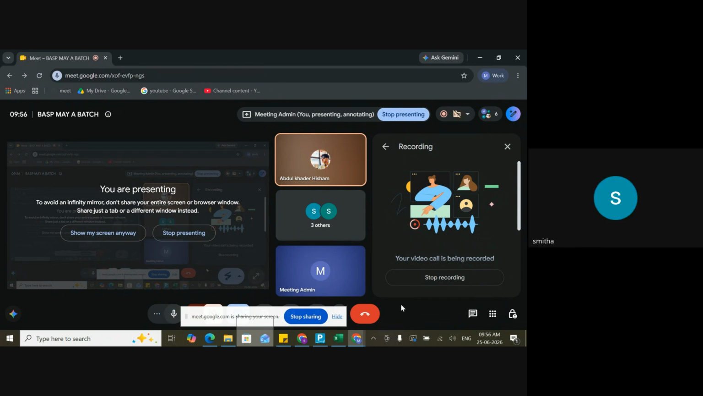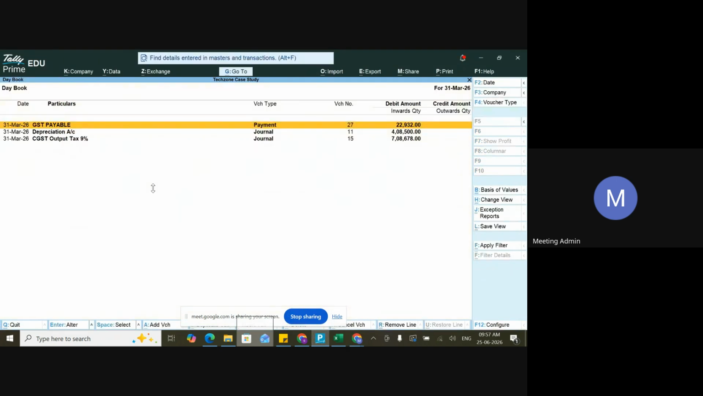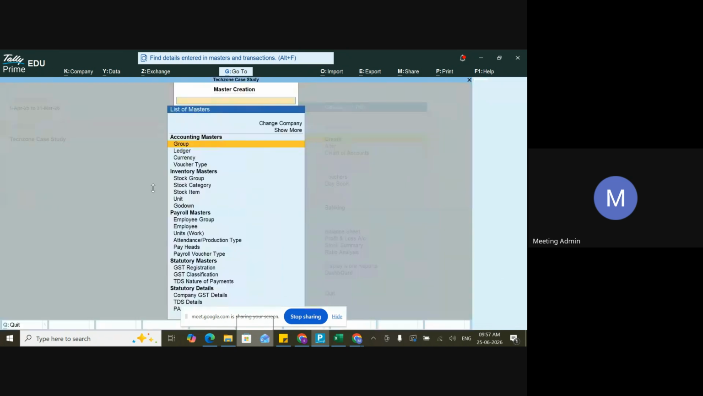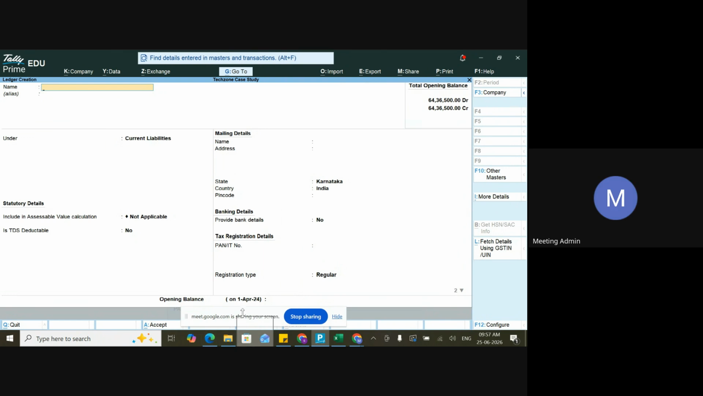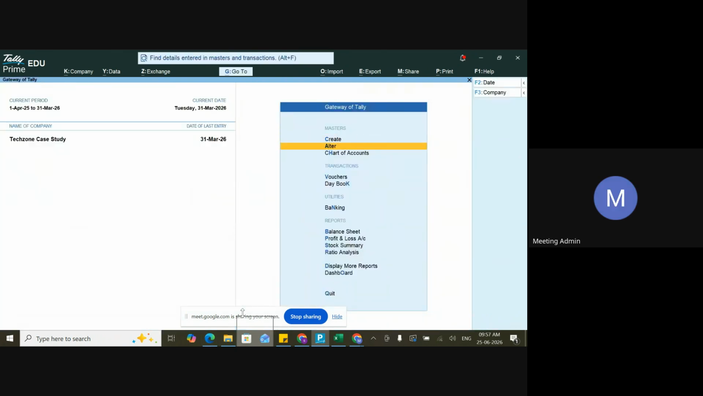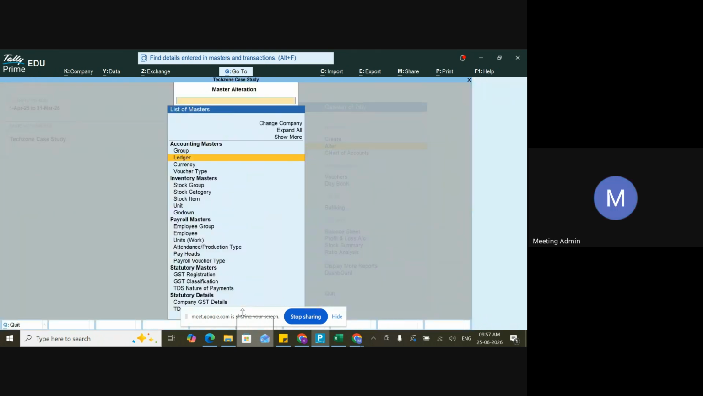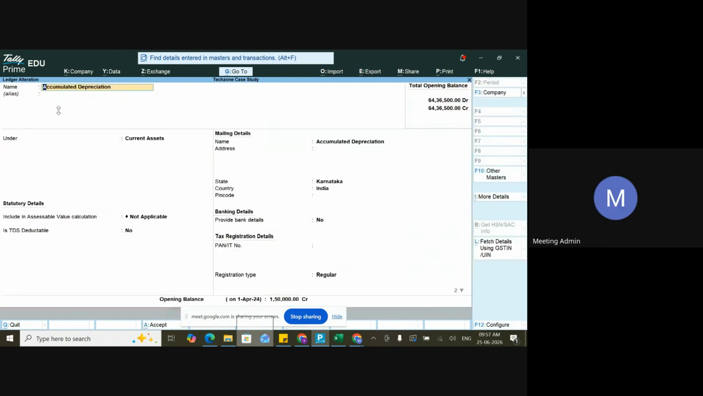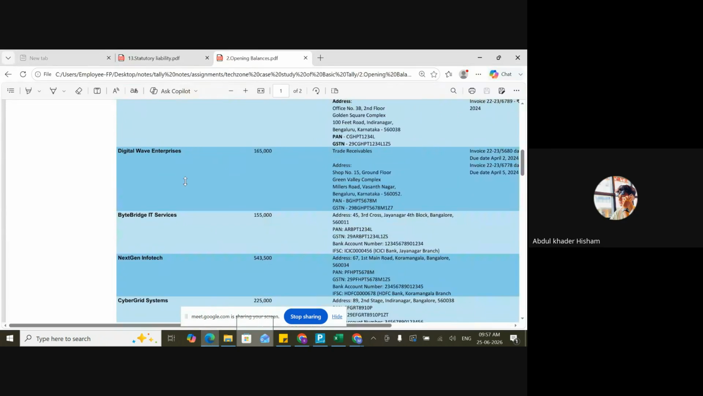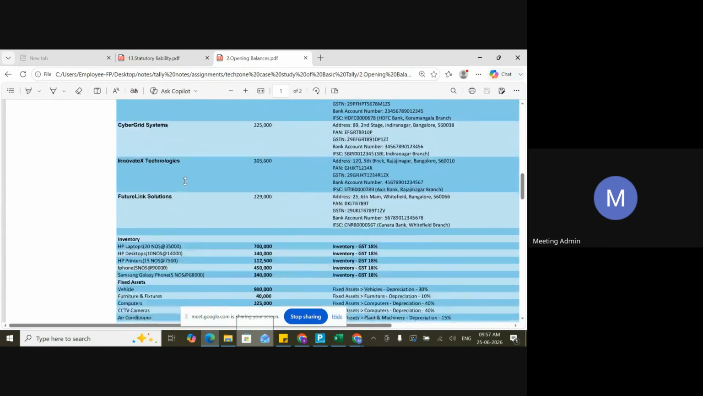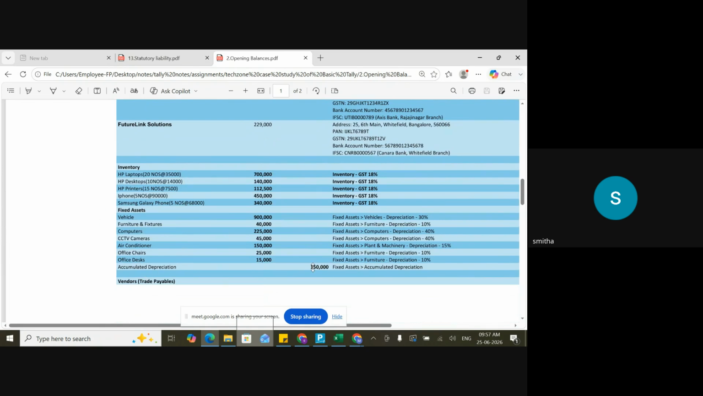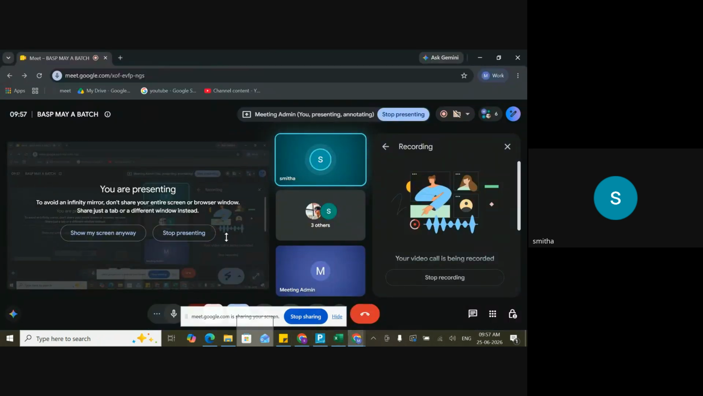Hello. Hello, ma'am. Yes, Smita. Ma'am, that opening balance, difference amount is there, that only. If the opening balance is showing a difference here, then you need to check with the opening balance. For that you have to go to alter, then go to ledger. For example, this is the accumulated depreciation. Then you have to go here. Is this balance tallied? This balance is tallied. For you, duties and taxes difference of 7 lakh something is there, no?